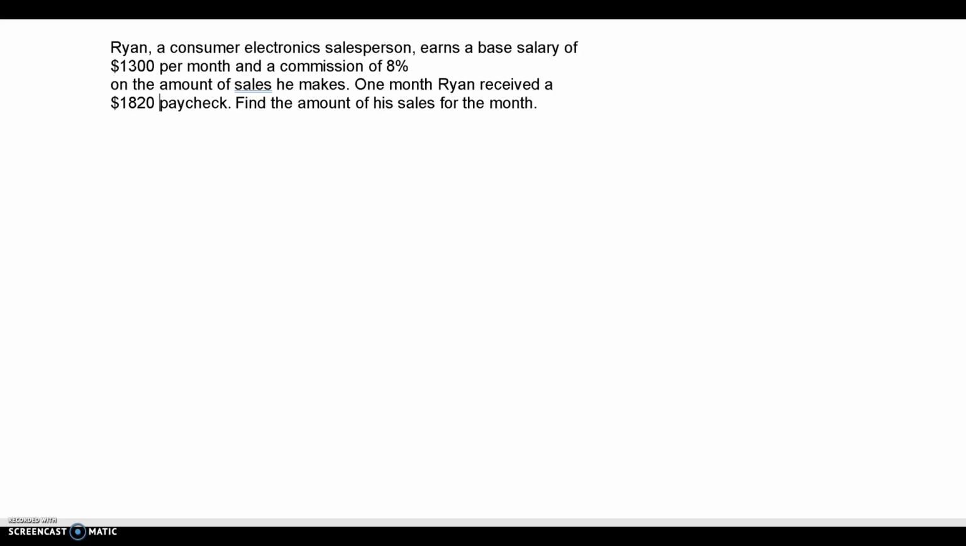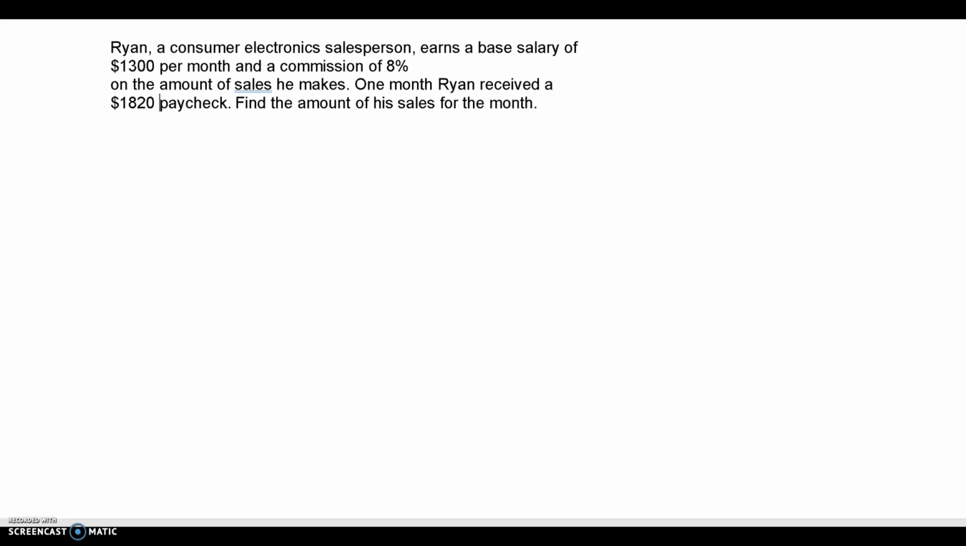Ryan earns a base salary of $1,300 per month and a commission of 8% on his sales. One month, Ryan received $1,820. Find the amount of sales for the month. Okay, so what we want to do is bring in some algebra here, some variables.